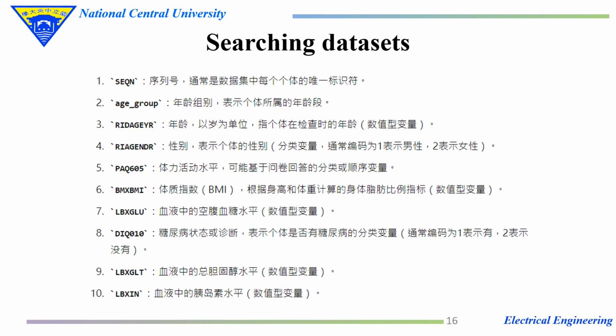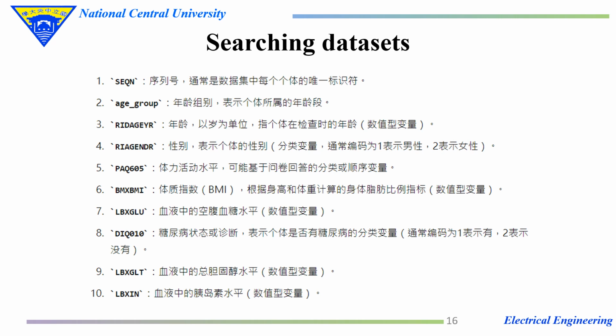Now let's take a look at these columns. First column, SEQN, which represents the sequence number, a unique identifier for each individual. Next, age group, which indicates the age range the individual belongs to. RIDAGEYR, which means age in years at the time of examination. Next, RIAGENDR, which means gender, coded as 1 for male and 2 for female. PAQ605, which means physical activity level.